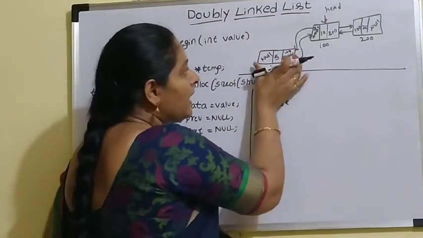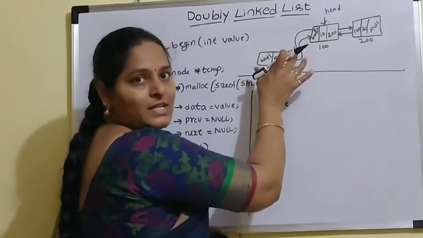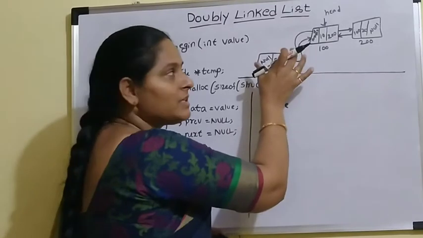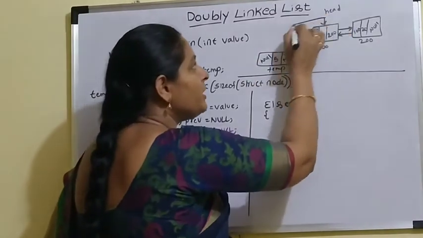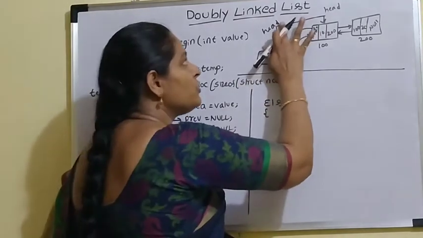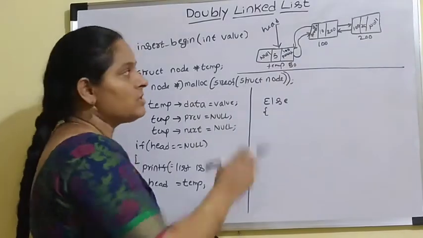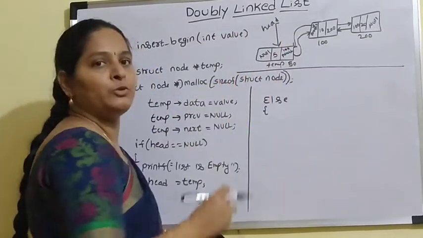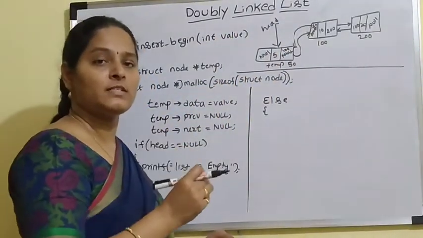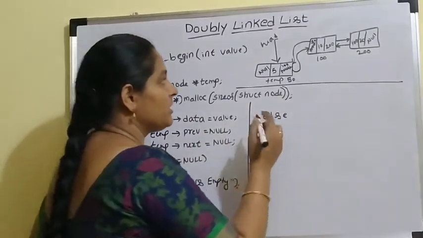After inserting this temp node, now this is our first node in the list. That is the reason why we should move this head pointer to our new node. We should make our newly inserted node the head node. So these are the three steps we need to perform if you are inserting a node in the beginning position. So just write those three statements.